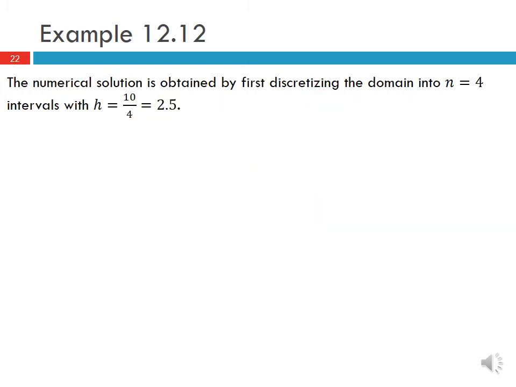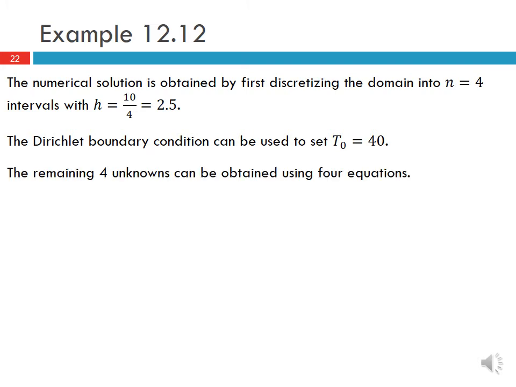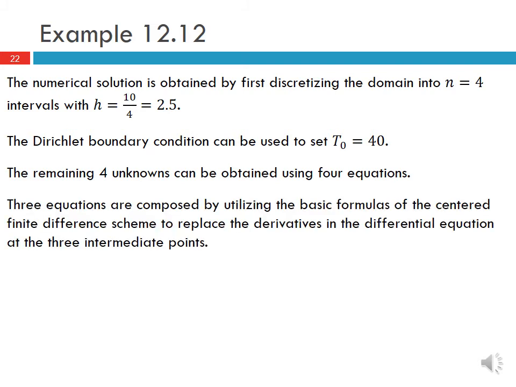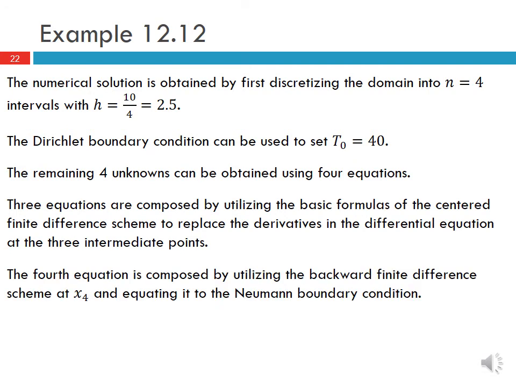So the numerical solution is obtained by discretizing the domain into 4 intervals. The boundary condition on the left-hand side is set: T0 is equal to 40. And the remaining 4 unknowns in this case can be obtained using 4 equations. So the first 3 equations are composed in the same way that we did previously, where we use the basic formulas of the centered finite difference scheme to replace the derivatives in the differential equation at the 3 intermediate points. And then the last equation is composed by using the backward finite difference scheme at x equals 4, or x4, and equating it to the Neumann boundary condition.